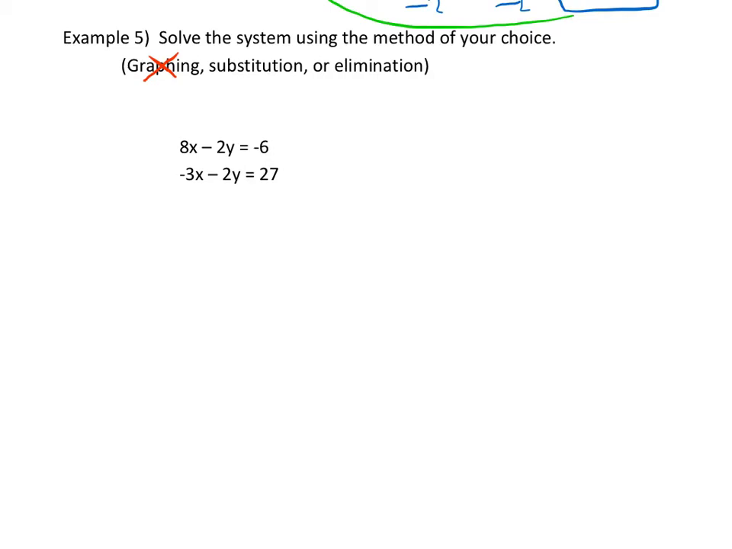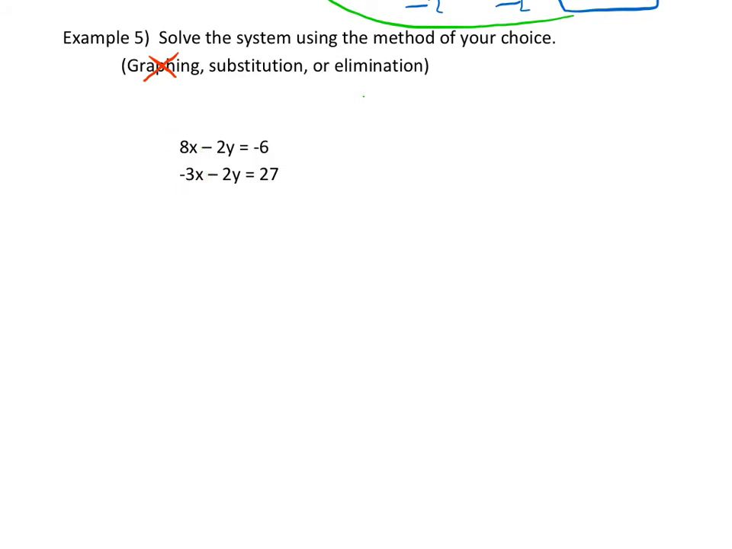Notice that neither of the equations are solved for a variable, so let's look at elimination. If we look at our y's, they are both a negative 2. We want them to be opposite, so that one wouldn't take too much work. If we look at the x's, here we'd have to make them 24. Now they're both negative, which helps, but again I'd have to change both equations. So let's look back to the y's.